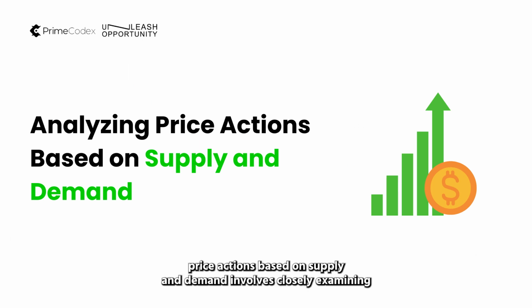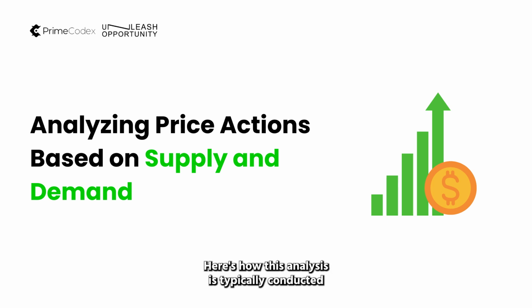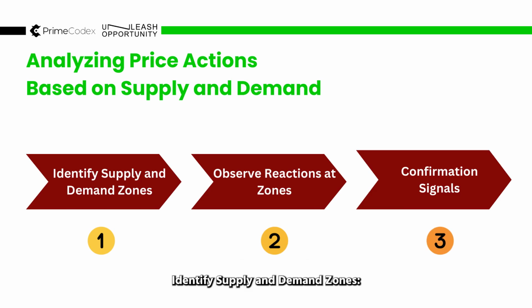Analyzing price action based on supply and demand involves closely examining how price responds to key support and resistance levels, which are representative of areas where supply and demand imbalances occur. Here's how this analysis is typically conducted. Identify supply and demand zones. Start by identifying significant supply or resistance, and demand or support zones on the price chart. The zones are marked by a cluster of price reversals and indicate areas of strong buying or selling activity.